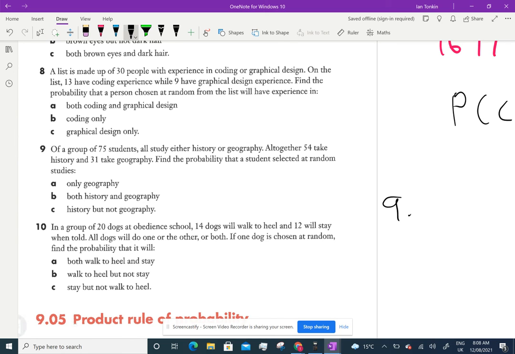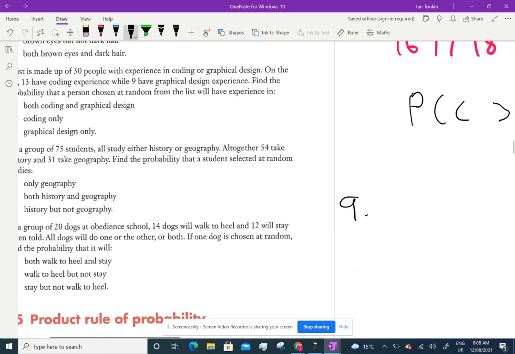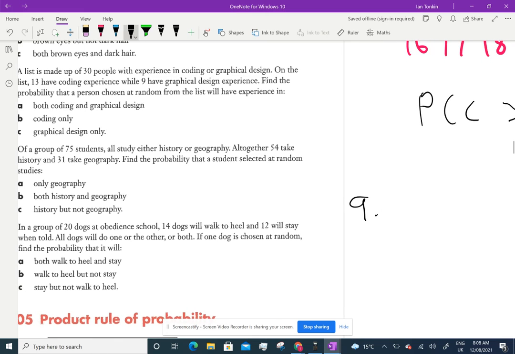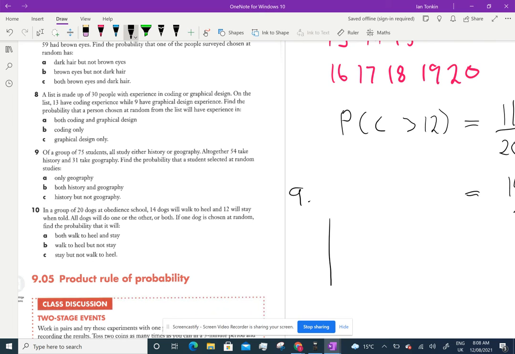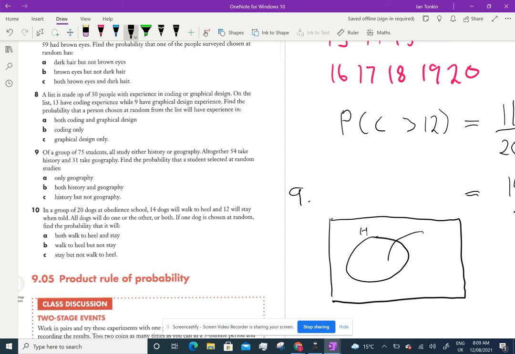So question 9. A group of 75 students, so I would do a Venn diagram for this. As soon as I see these 75 students, I'm doing a Venn diagram. And this might be a good place to actually go, all right, let's see how one of these works. So I've got these 75 students. I'm going to draw my box there. What are they doing? They all study history or geography. So big circle for history and a big circle for geography.